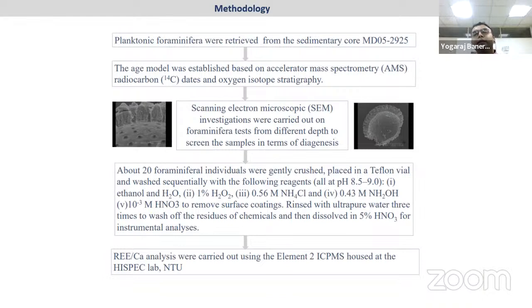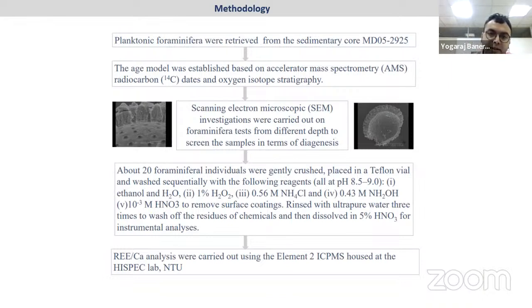recommended, or it is very crucial, that we should get rid of all the iron manganese coating sitting at the top of the foram test. So a detailed protocol was followed during the course in order to get rid of all these coatings, before diluting the test and putting the solution into the mass spectrometer.